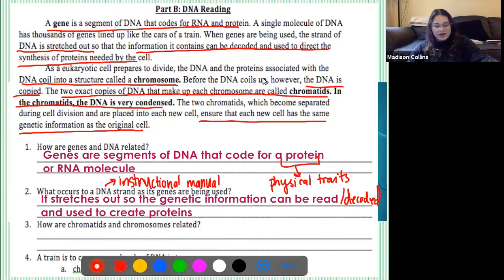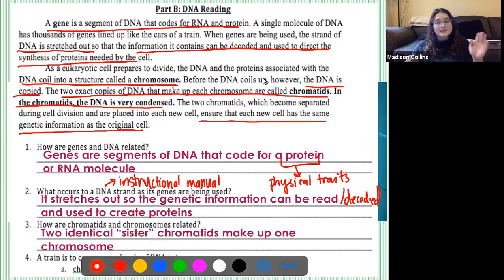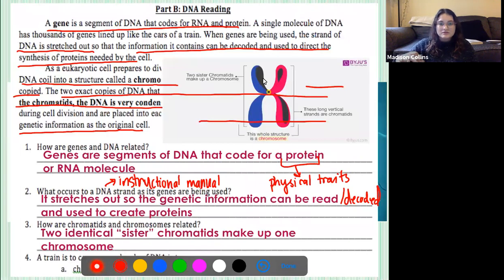Okay. Number 3, how are chromatids and chromosomes related? Now, this is tricky because both of these words look pretty similar, like a lot of words in science do, but they mean different things. So we need to know that chromatids, two identical chromatids, make up one chromosome. And I've got a picture of what that looks like.